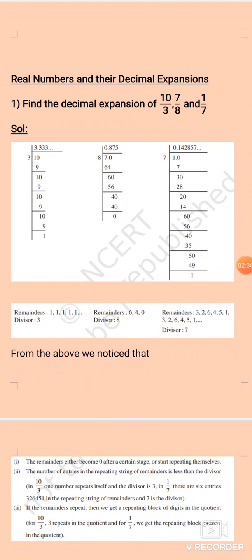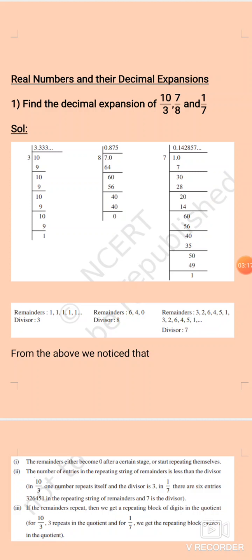The first point: the remainders either become 0 after a certain stage or start repeating themselves. So listen carefully, in the second question, 7 by 8, at last the remainder is what? 0. Then the quotient was 0.875. The division stops there. Now the other, first case and the last case, there the quotient is what? 3.333 etc. and second 0.142857 etc. They are repeating.